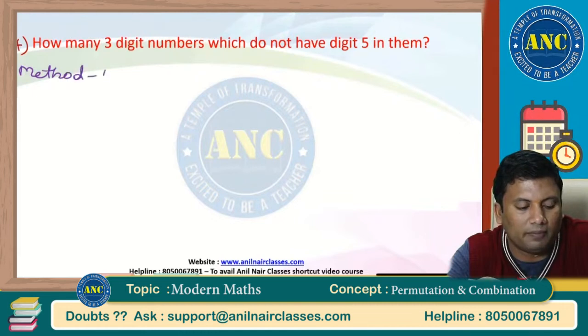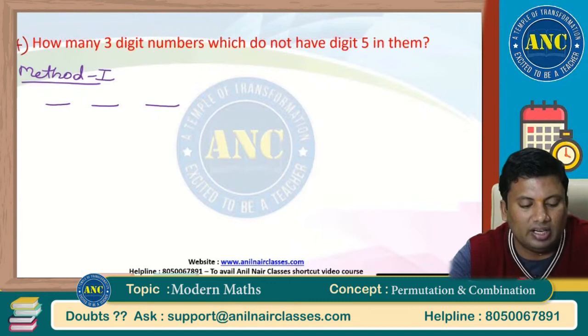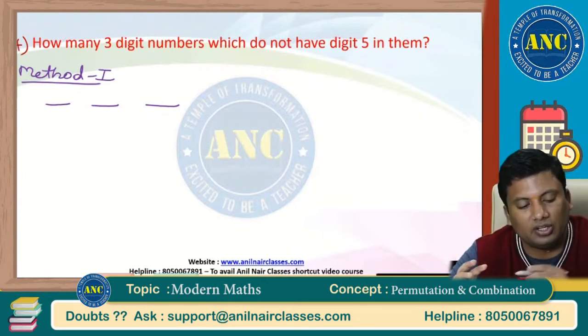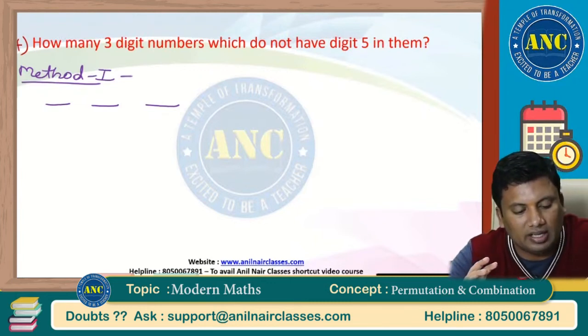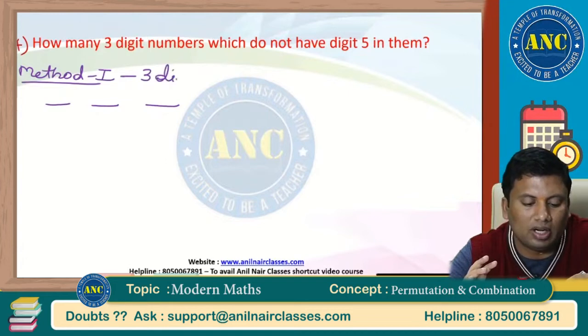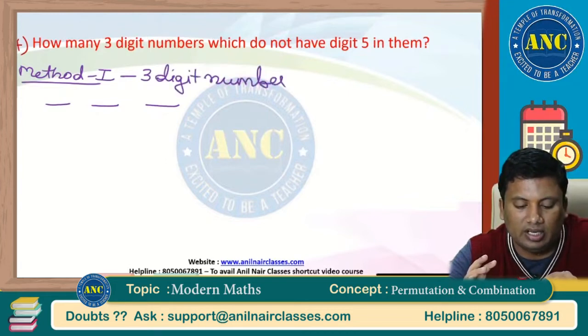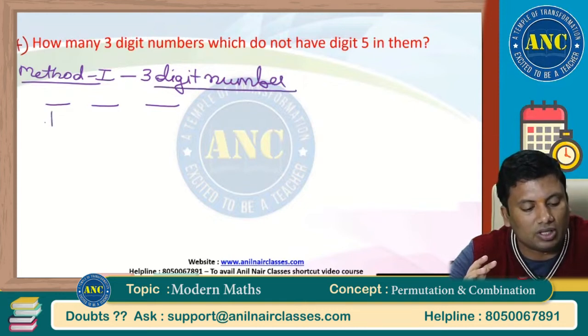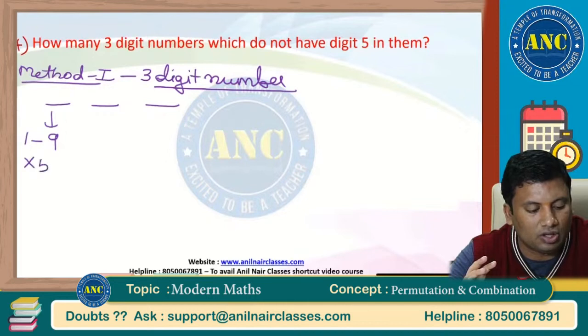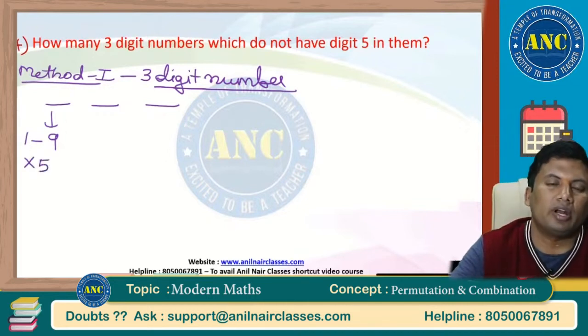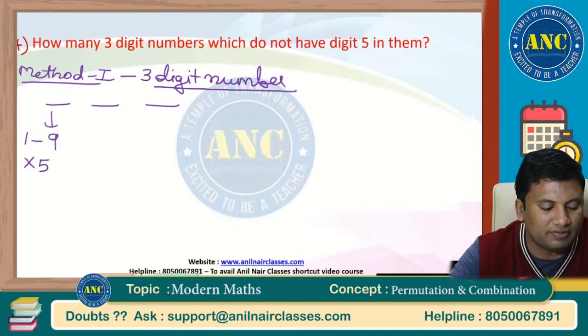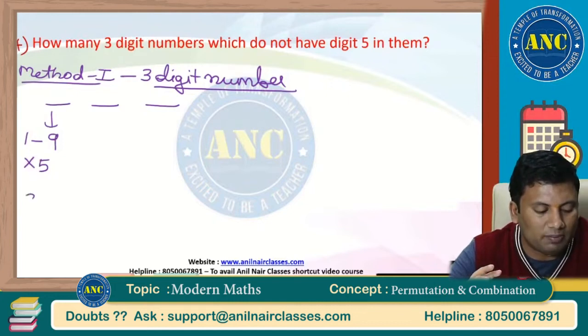Method number 1. It is a 3-digit number and digit 5 should not be present. So the leftmost cannot be 0. So 1 to 9, total there are 9 digits, and digit 5 should not be present, so 8.